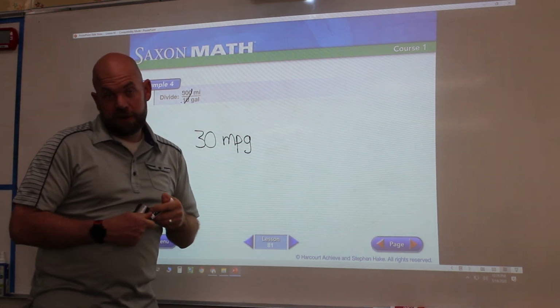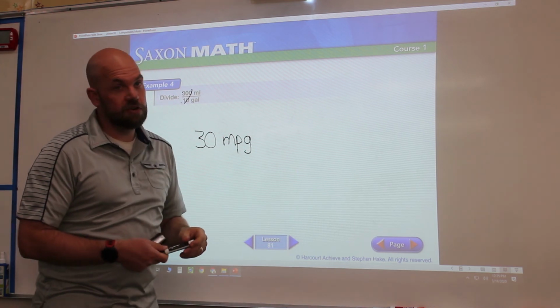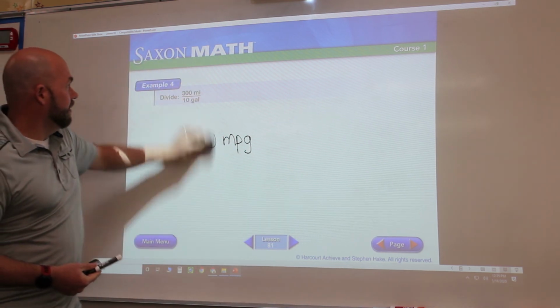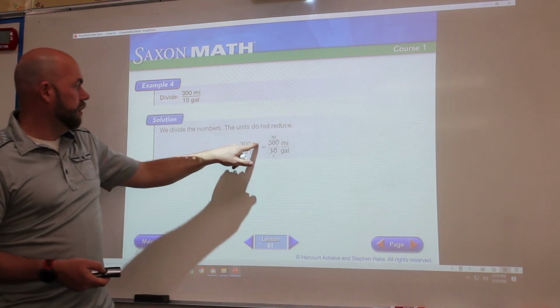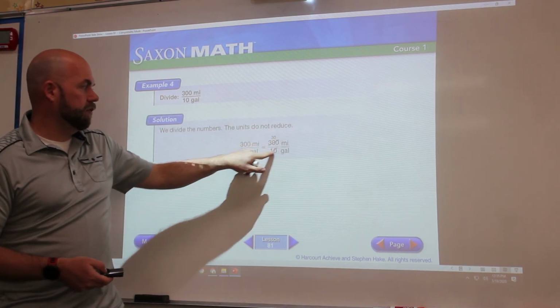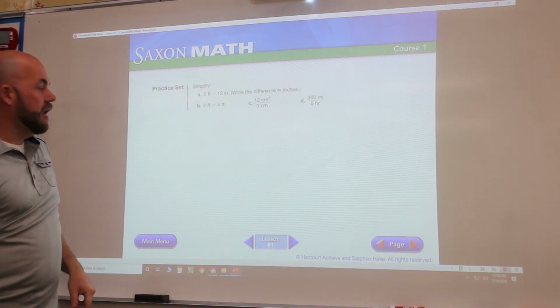That's a pretty efficient car. That must be like my Toyota Camry. It gets about 30 miles to gallon. Probably not a truck. All right, so that one's not too tricky. Let's see the work that they show here on this one. 300 miles over 10 gallons, they'll reduce the same way, 30 over 1 miles per gallon. There we go. And that's it.